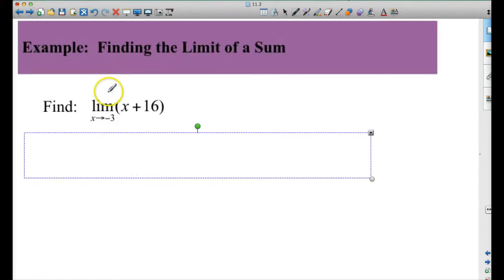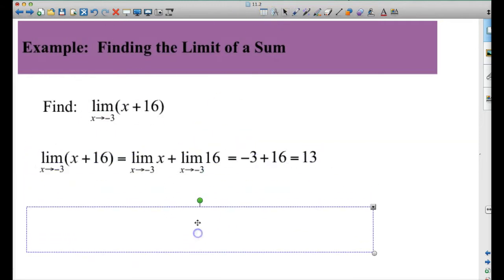So for example, in this one, the limit of x plus 16 as x approaches negative 3. What we can do in this one is split these up as the limit as x approaches negative 3 of x plus the limit of 16 as x approaches negative 3, which is negative 3 plus 16, which is a positive 13.